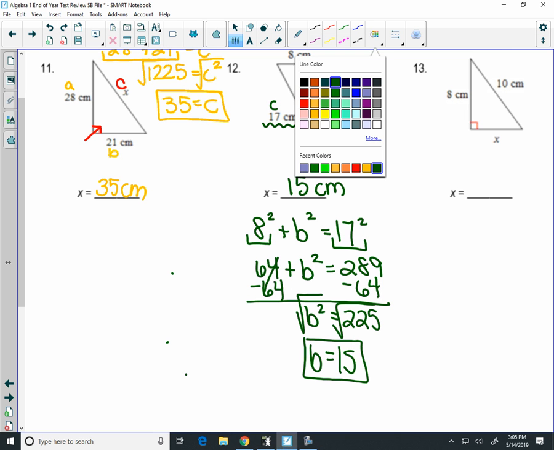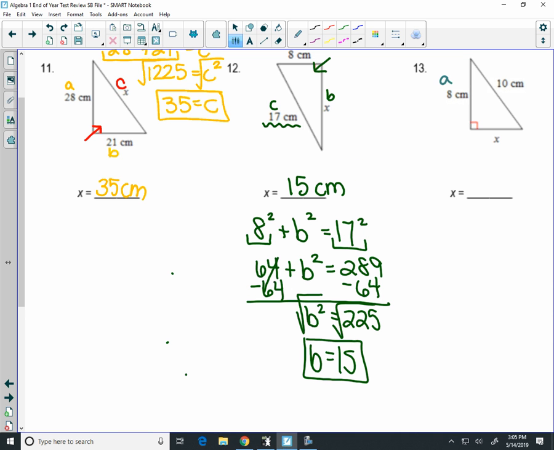Okay, number 13. I'm going to make 8 a again. x is b because 10 is our c. And you can write it as x squared if you would like. We are solving for x. On the last problem, I wrote it as b. It doesn't matter. Either way is fine.